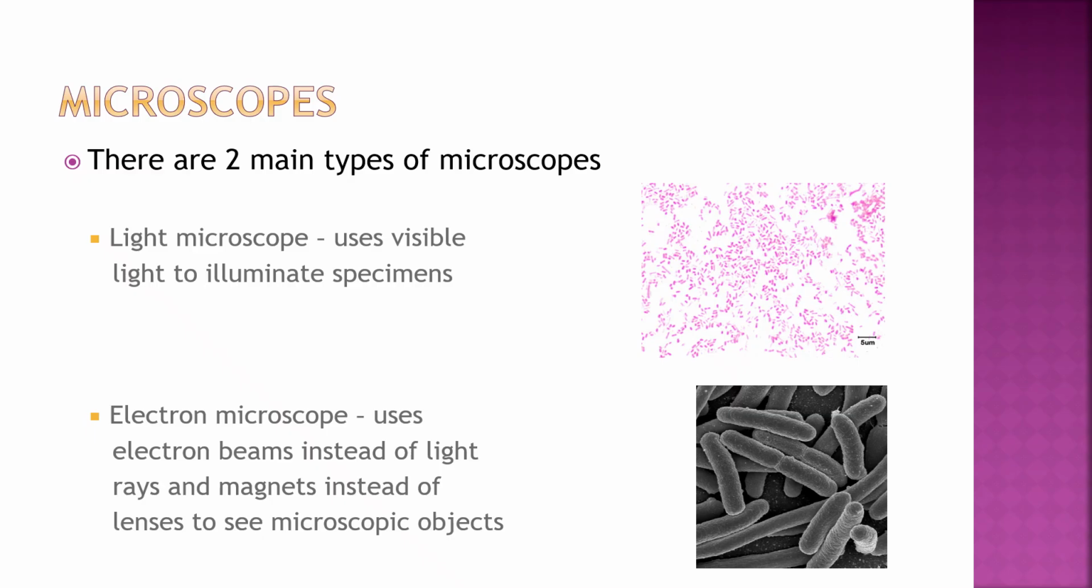Then there are electron microscopes, and these use electron beams instead of light rays, and they use magnets instead of lenses, and we're able to see very fine detail on a much higher magnification level than light microscopes. So you'll only see electron microscopes in research labs, maybe in very big hospitals, like the Medical University of South Carolina or someplace like that, where they would have the funds for one of these because they're very expensive.